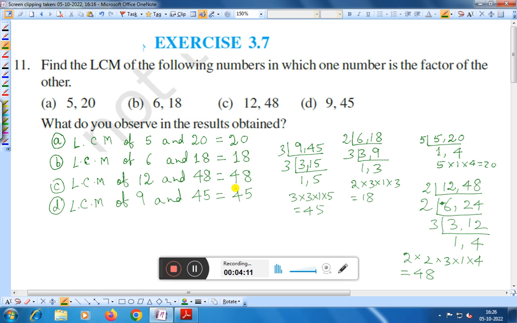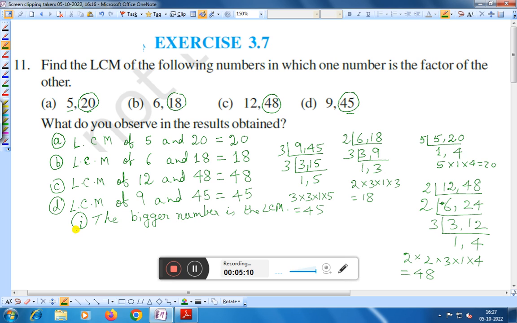Right? Next, what do you observe in the results obtained? We have two observations in this case. That is property 1. First observation: there are two numbers, one is 5 and 20. The LCM is the bigger number. Here 20 is the LCM. In case of B, 18 is the LCM. In case of C, 48 is the LCM. And in case of D, 45 is the LCM of the two numbers. That means the bigger number is the LCM. This is the first observation.